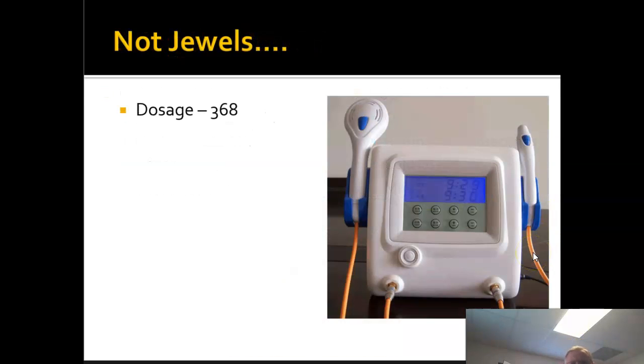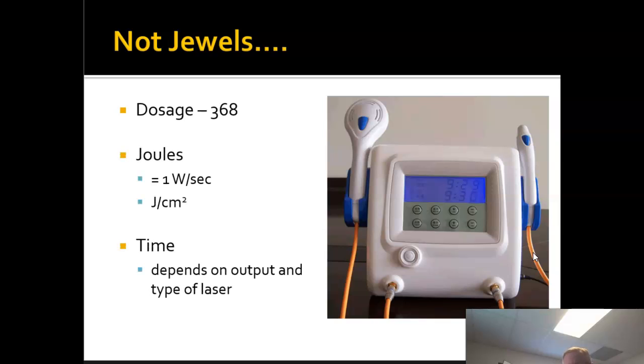So as we keep going here, I want to talk about the power and dosage. Page 368 talks about the dosage. We have a new term called joules. Basically, joules is a representation of how much power per second is delivered. So it's almost like a speed kind of thing. Joules gives us just the amount of watts per second, and it's still calculated based on the size of whatever the laser is coming out. So this is obviously a smaller head of the laser.